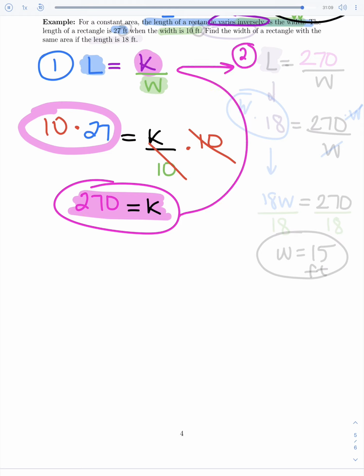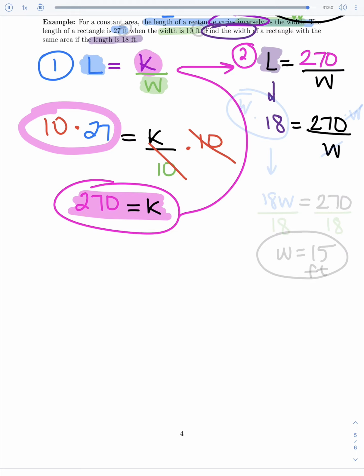It gives us the equation L equals 270 over W. Now let's see what else they give me and try to get me to find. The last piece of information they tell me in this whole problem is that the length is 18 feet, so I can plug in the L of 18, and they want me to find the width. So find the width. So if I plug in the length of 18, I had my 270 on top. I'm trying to find out what the width is.